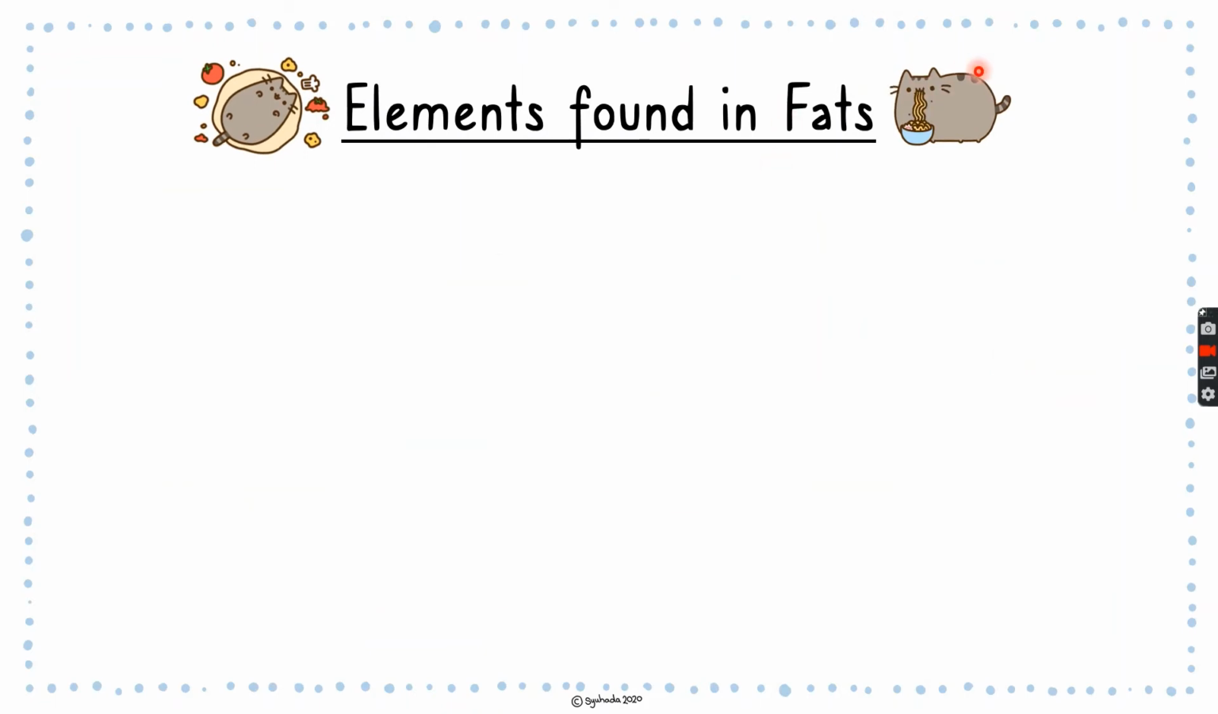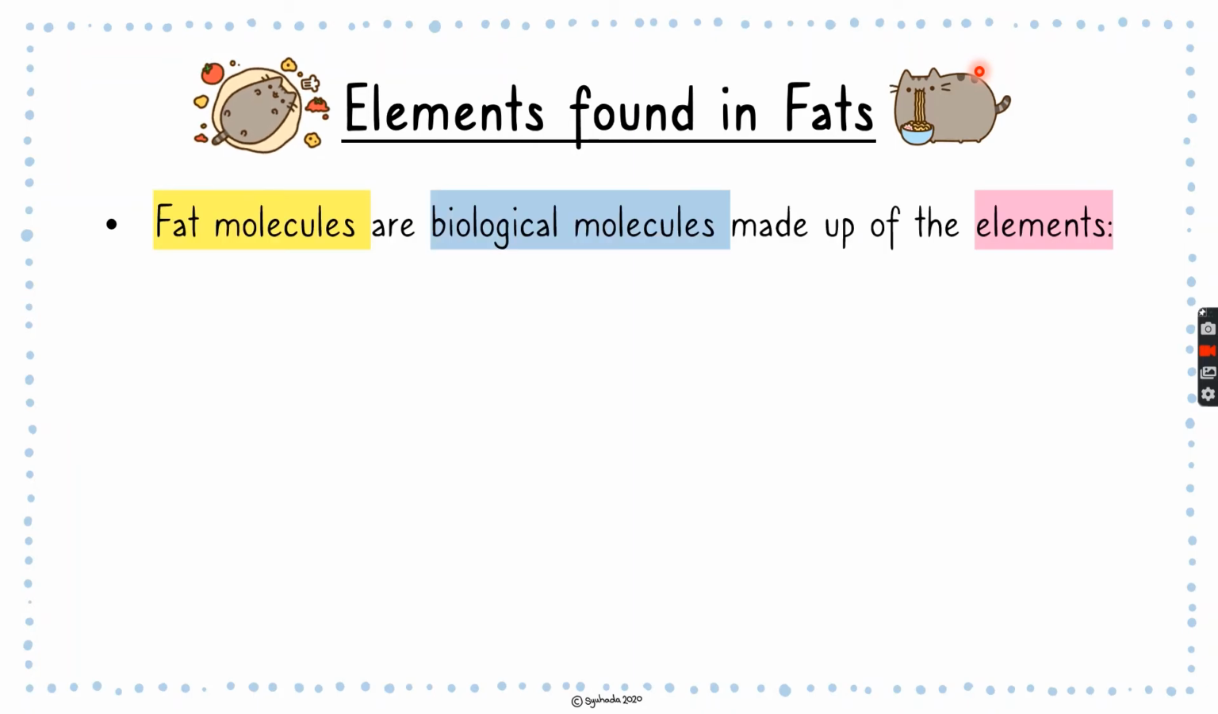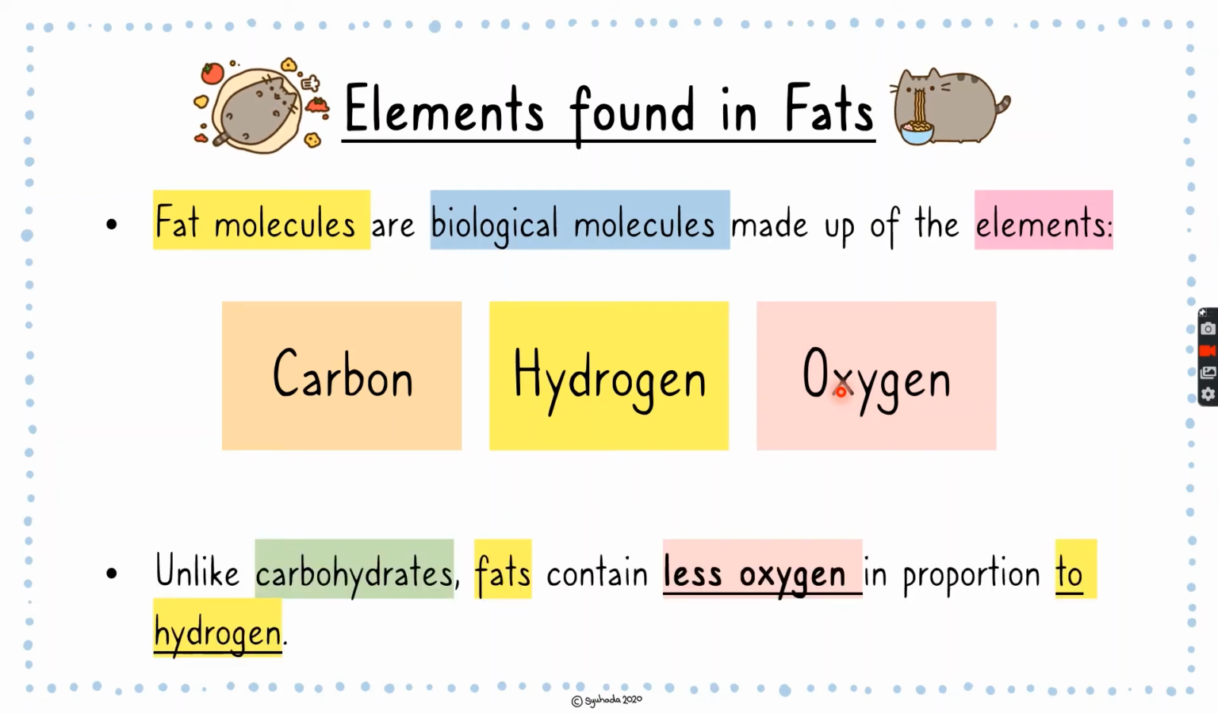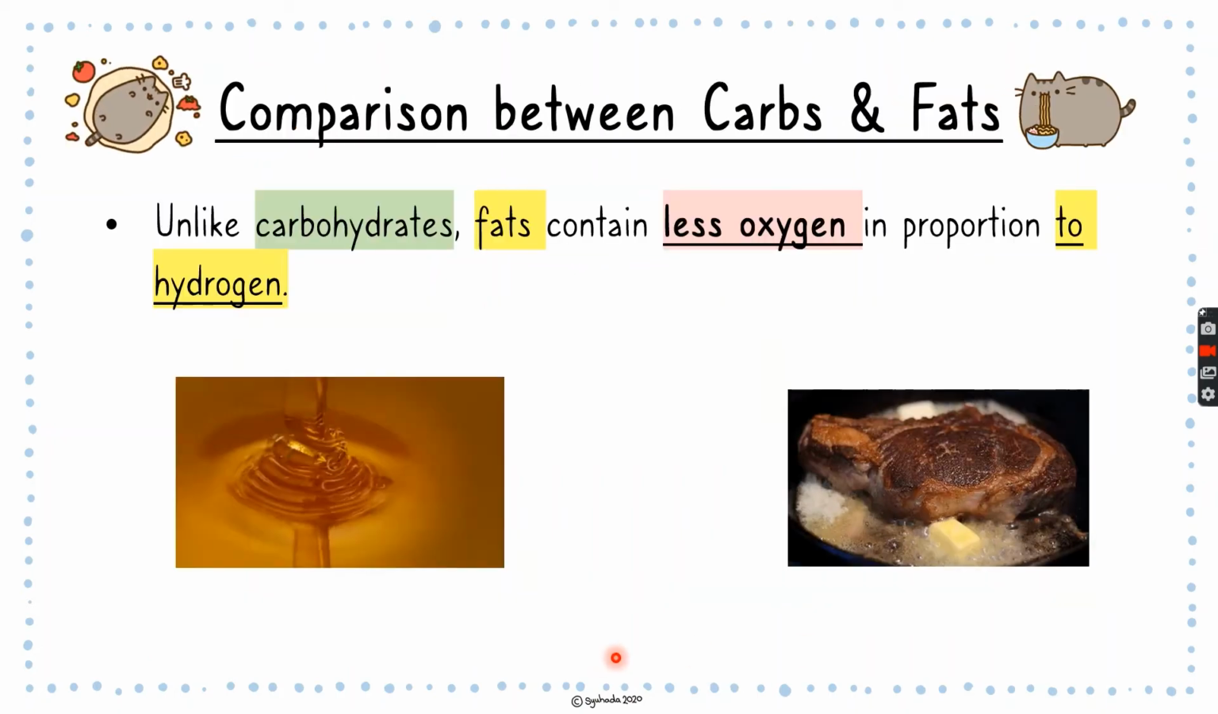Okay, now let's look at fat. So this is another main component of the human diet. Fat molecules are biological molecules that are made up of the elements carbon, hydrogen, and oxygen. So that's actually the same as the chemical elements found in carbohydrates. But what is the difference? Unlike carbohydrates, fats contain less oxygen in proportion to hydrogen. So let's have a look at how it looks.